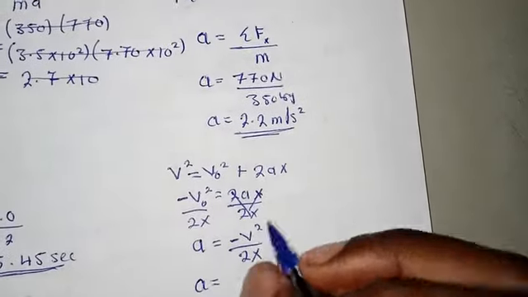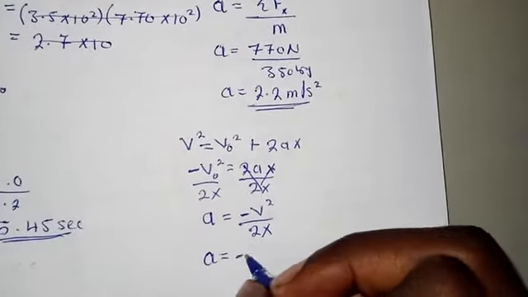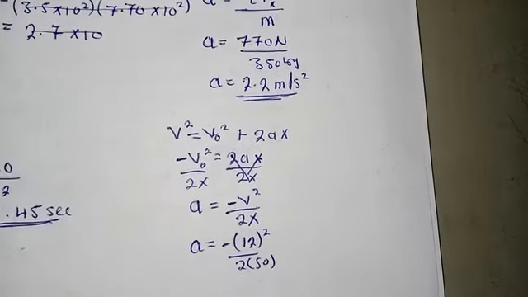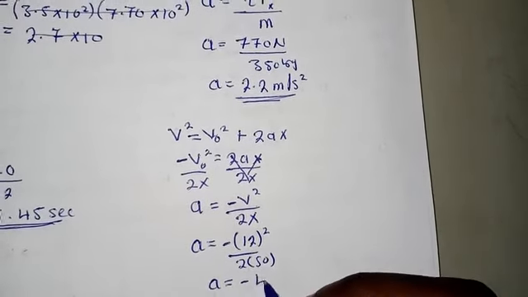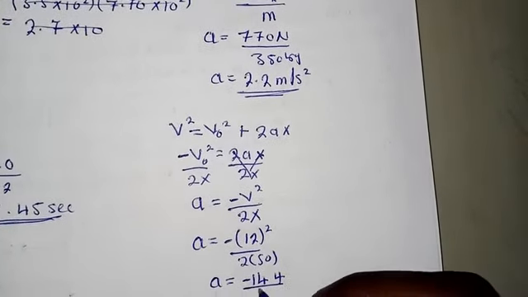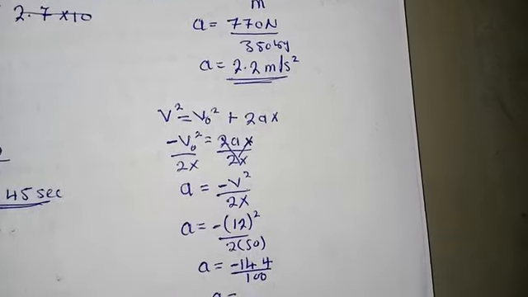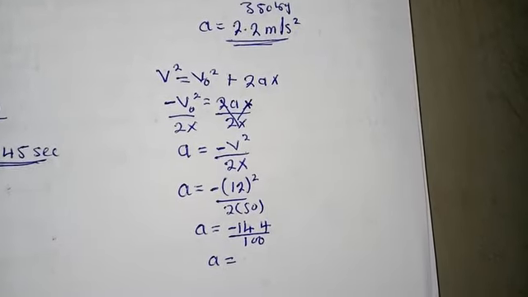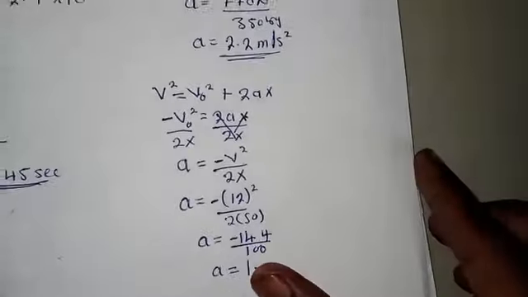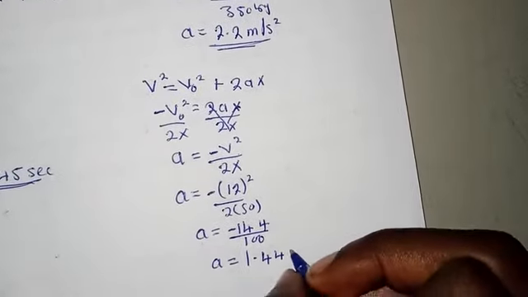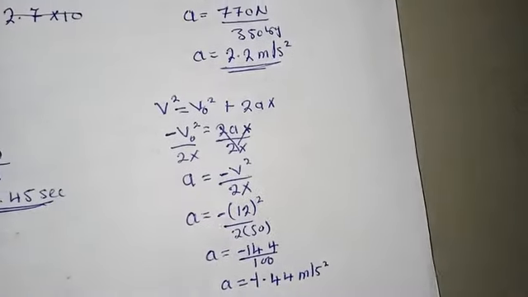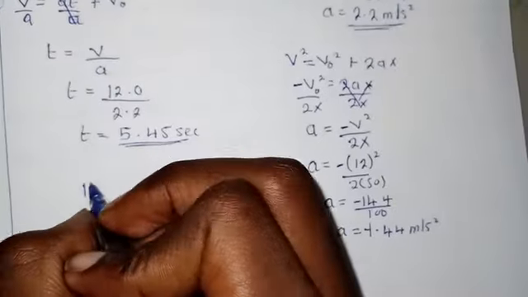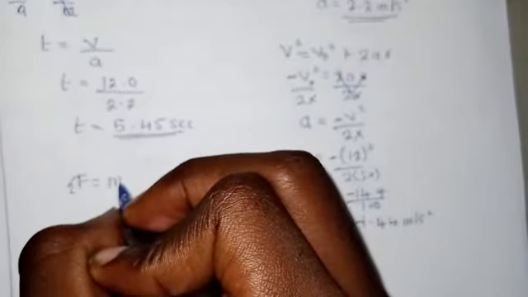Now this is going to be negative, this is going to be 12 squared over 2, this is 50. So this is going to be A is equal to negative 144 over 100. Acceleration. Okay, so this is going to be 1.44 meters per second squared. It's a negative. After we find this, we can introduce Newton's second law of motion, which simply states that the summation of all forces is equal to the MA.